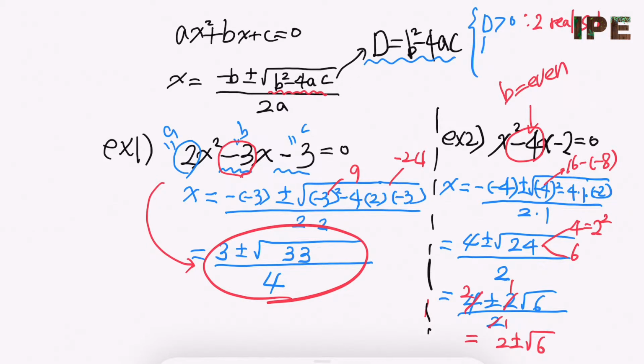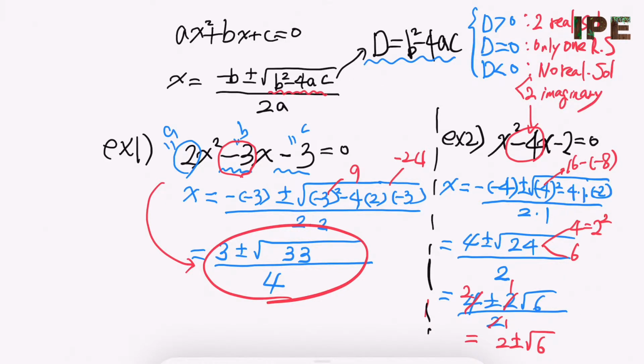But if the discriminant D is 0, negative b plus or minus 0. That 0 has no value. So negative b plus or minus 0 is just negative b. So it has only one real solution. What if D is less than 0? That number is going to be an imaginary number, right? Like negative b plus minus square root of negative 5, that is root 5i. So it has no real solution. It has only two imaginary solutions.